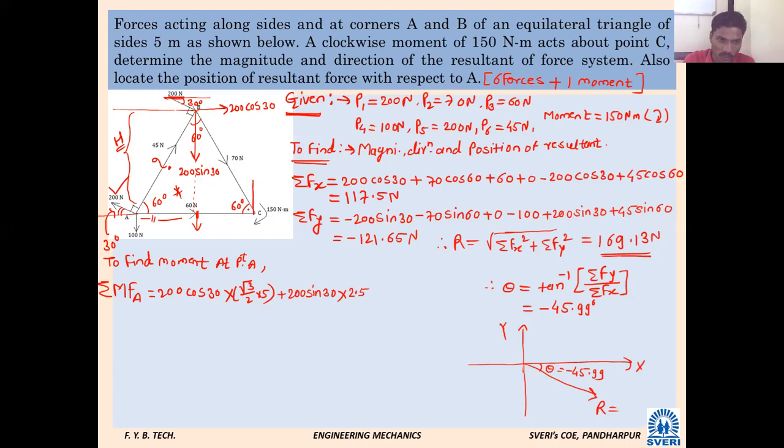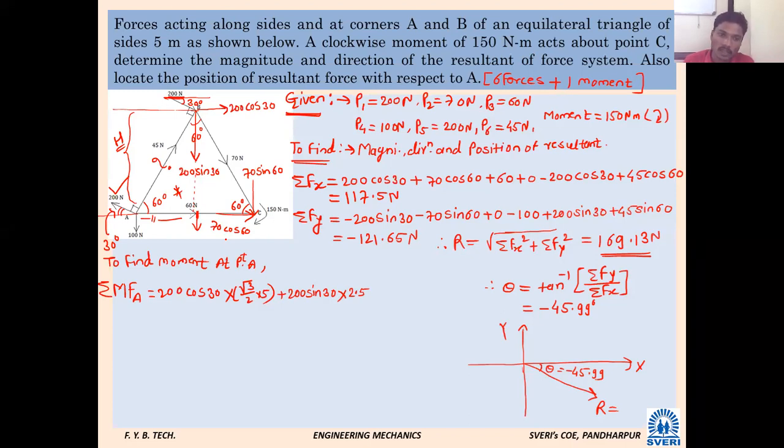So its vertical component will come like this. What will that be? 70 sine 60. The vertical will be sine 60, and the horizontal will come something like this, 70 cos 60. Now think about these two components. Now think about these two components, 70 sine 60.